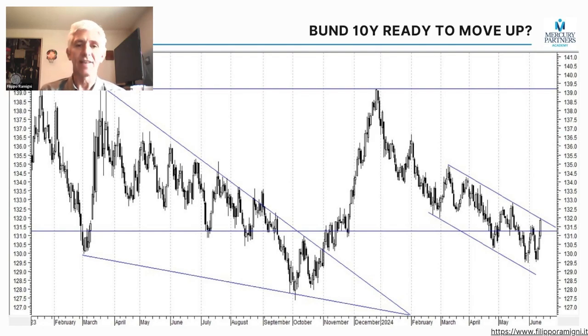The Bund, for example, is inside this flag or channel. This morning it has already broken the trend line, and the breaking of this channel is going to push the Bund higher. It means the yields are going down, so it is a good sign for the bond market.